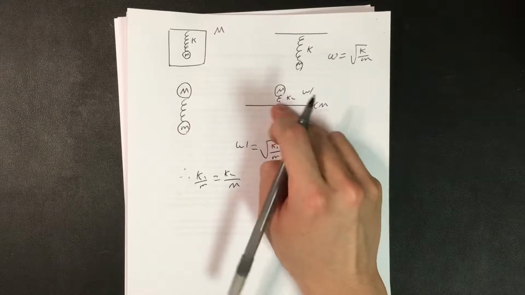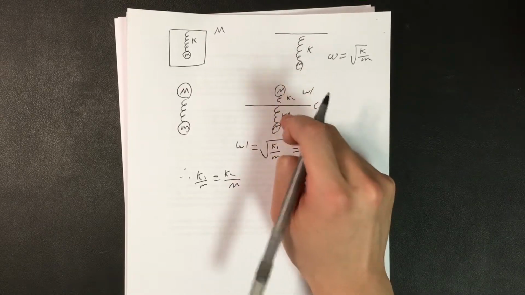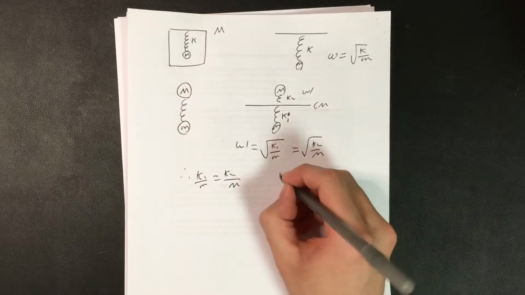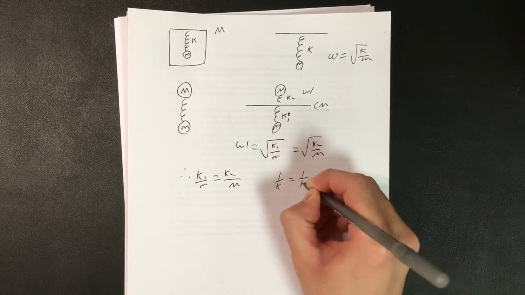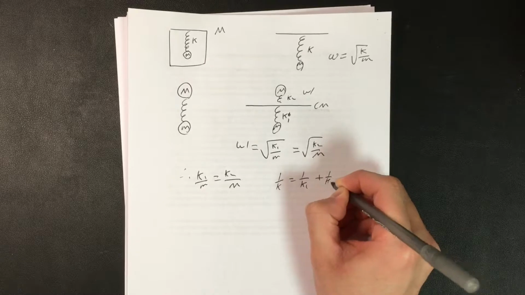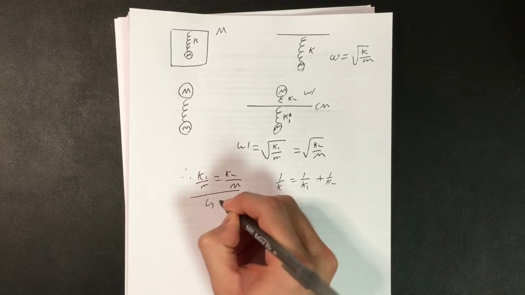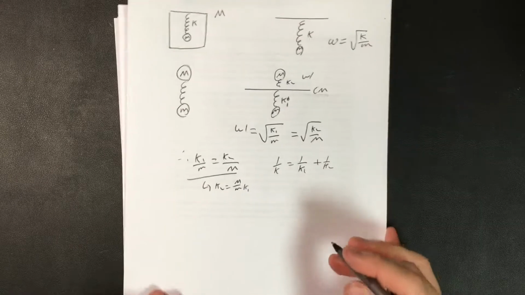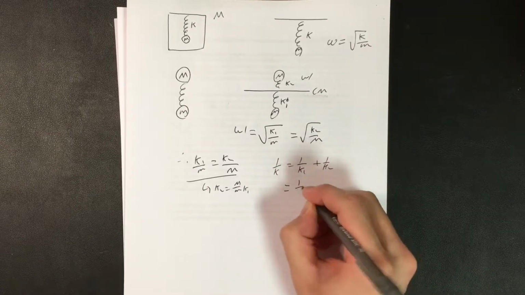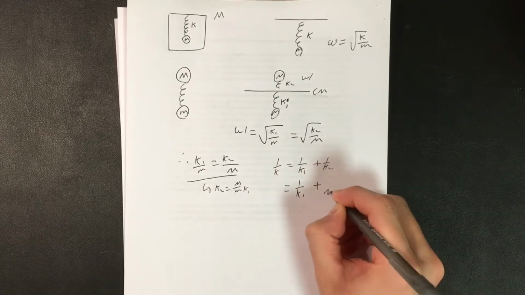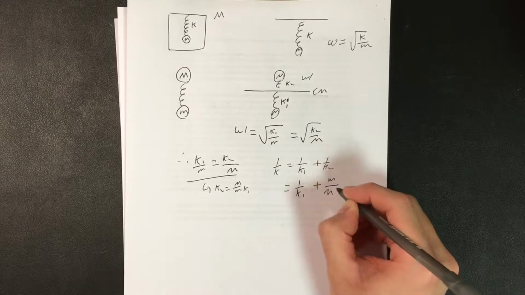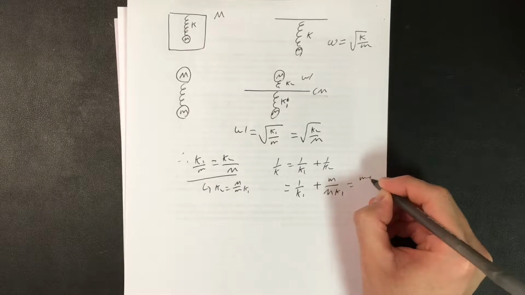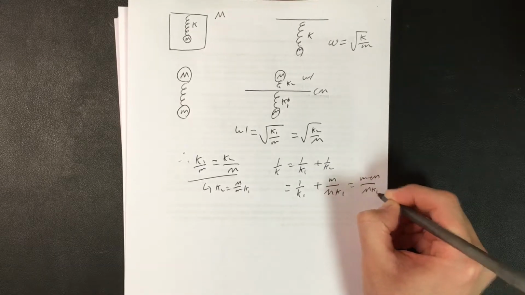But since spring 1 and 2 are connected in series to make a spring with effective spring constant of k, 1/k equals 1/k1 plus 1/k2. But from this expression, k2 equals (M/m) k1. Therefore, 1/k equals 1/k1 plus m/(M k1), which equals (m + M)/(M k1).